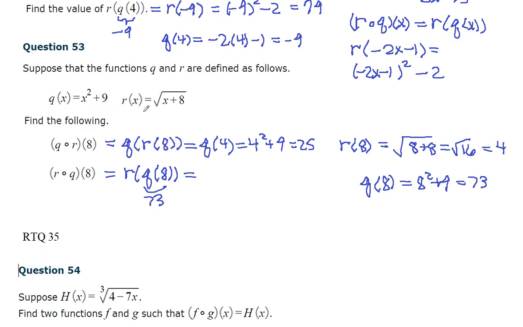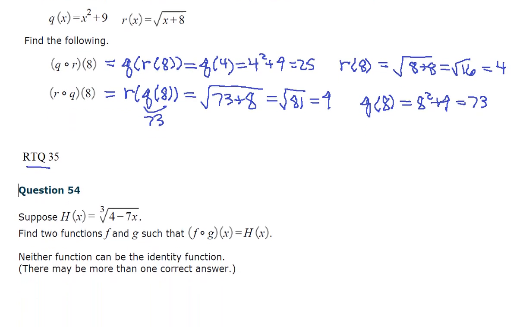So what is R doing? It takes square root of whatever you plug in plus 8. So this will be square root 73 plus 8, which is 81, square root of 81, and that's 9. 9 is the number you square to get 81. So that's arithmetic operations and compositions. And with that, you can try quiz 35. So pause the video and do that real quick.